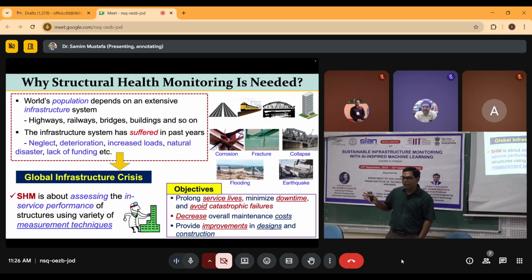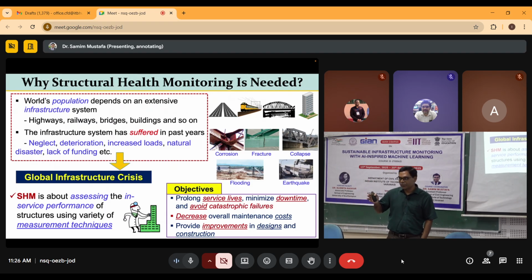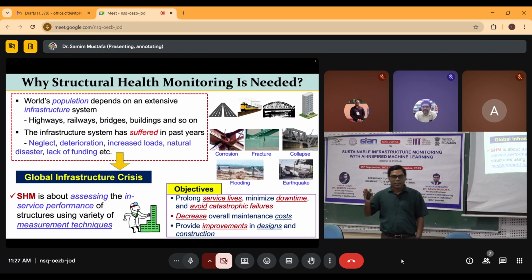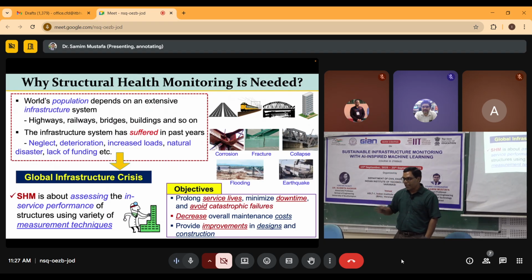Okay, if you don't have any health monitoring system installed in a structure, then what will happen? One day the structure will collapse, or before collapsing probably there will be major damage, and if there is major damage, then you need to go to the site and repair them. So that will cause obstruction of the use of that structure. We don't want that thing to happen, because we want our system to be in service all the time, right?